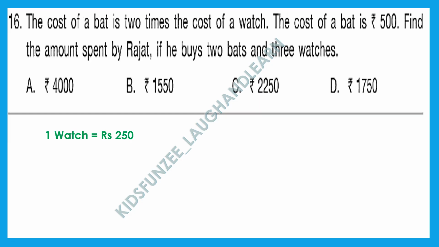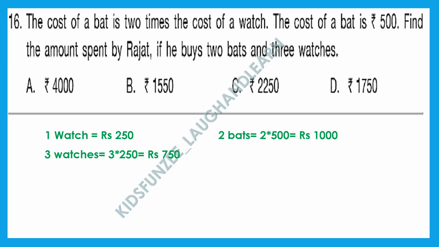Now let's find out how many watches Rajat bought. 3 watches. How much would it cost? It will cost 3 into 250. How many bats did he buy? 2 bats. One bat costs 500. So 2 bats will cost 1000 rupees. 3 watches will cost 3 into 250, which is 750 rupees. Now we know the total amount. We'll just add it. 1000 plus 750, which is equal to 1750. That is your option D.